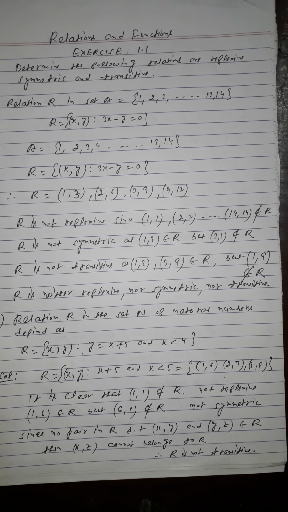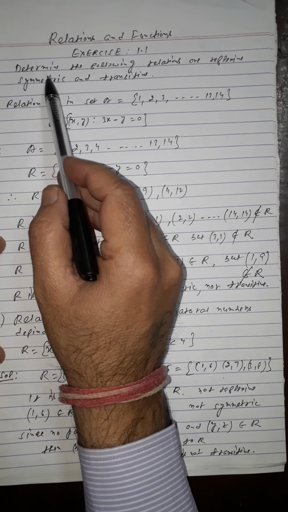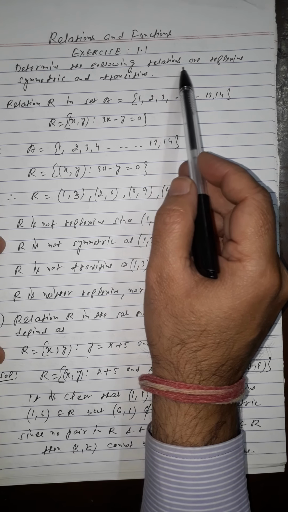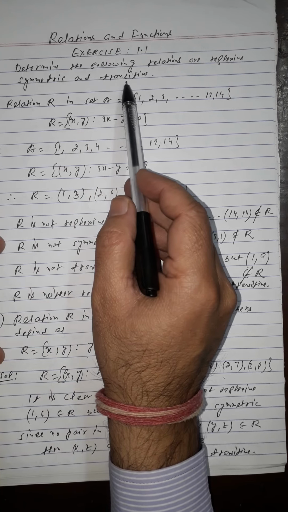Today, I am going to start with relations and functions, your chapter number 1. It's exercise 1.1. So, let us see its question number 1, students. Question number 1 is: determine whether the following relations are reflexive, symmetric, and transitive.